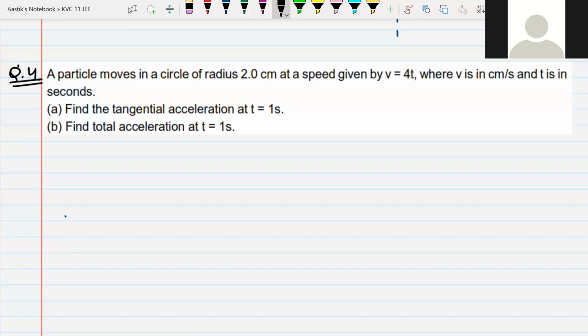4 radians per second square, sir. Radians? What is radians? Radians per second square. Tangential acceleration is in meter per second square. Radians per second square? Tangential acceleration cannot be in radians per second square, bacha.